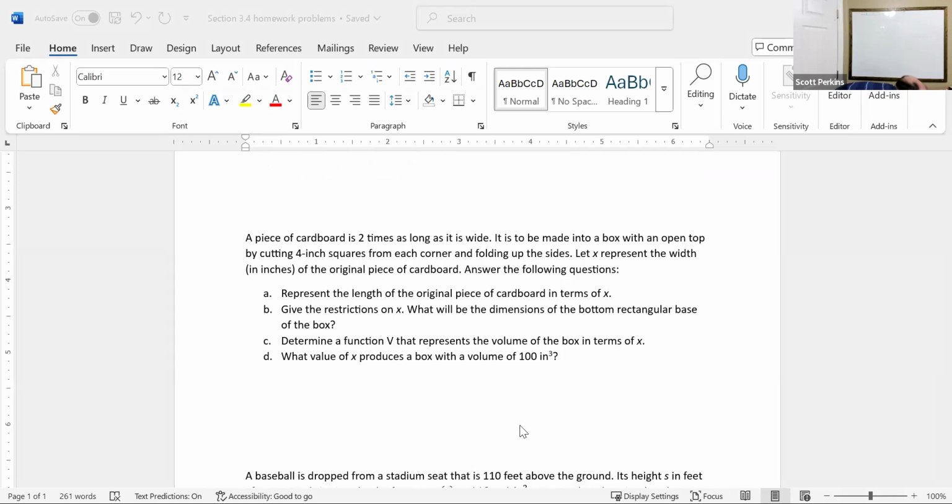We are going to represent the length of the original piece of cardboard in terms of X. We're going to give the restrictions on X, and then what are the dimensions of the bottom of the base of the box. We're going to determine a volume function, and then what value of X produces a box with a volume of 100 inches cubed. Okay.